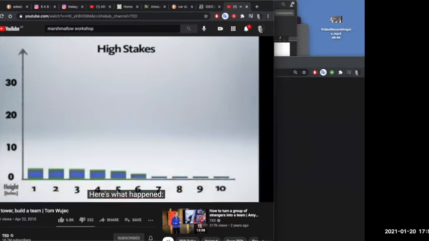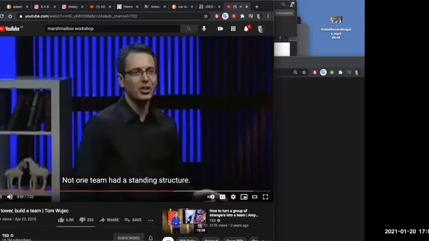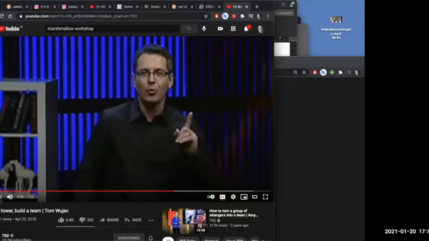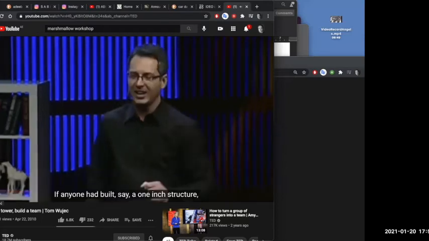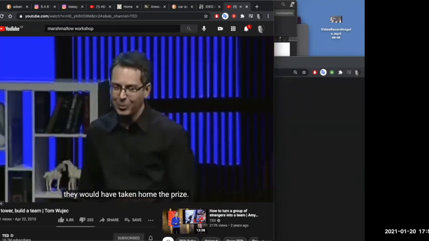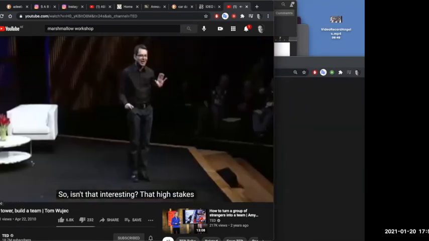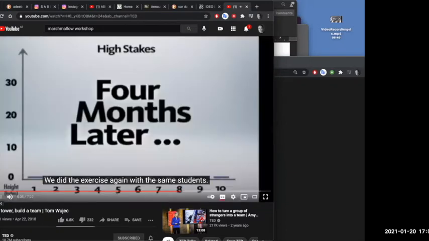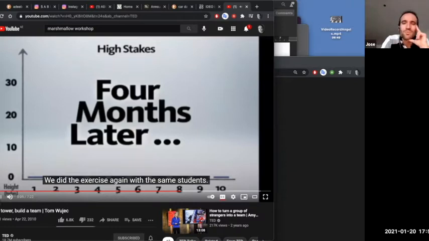Here's what happened. Not one team had a standing structure. So what happened? They were thinking about the money and the prize, and if anyone had built, say, a 1-inch structure, they would have taken home the prize. So isn't it interesting that high stakes have a strong impact? We did the exercise again with the same... Right, okay, so no knowledge and stress, so it's worse, yeah?